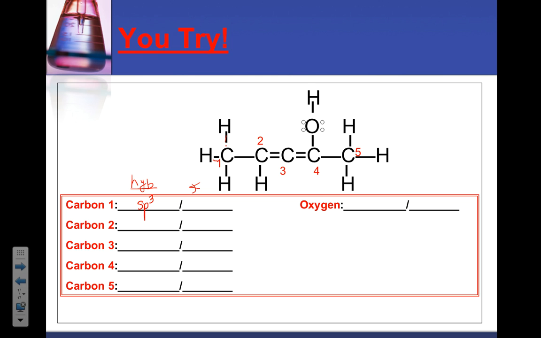So look at this carbon. He has 4 atoms attached to him. So we would say that's tetrahedral. So your bond angle there would be 109.5 degrees.